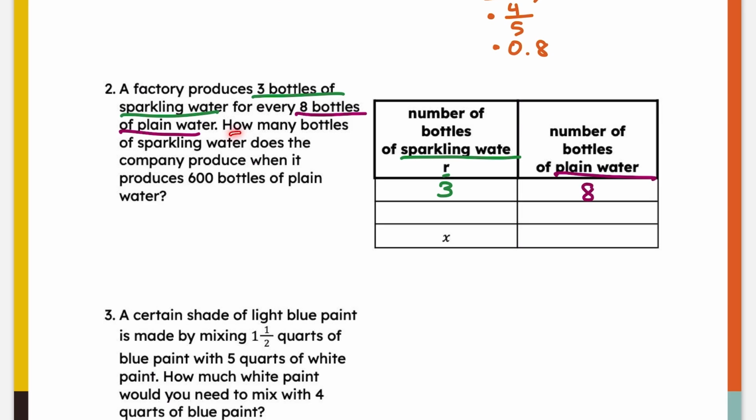I want to know how many bottles of sparkling water does the company produce when it produces 600 bottles of plain water. So I know how much plain water is going to be there. That's supposed to be 600. What I want to know is how many bottles of sparkling water. So I need to figure out what's going to go here. In order to find that out, we once again need to figure out how I'm going forwards so that I know what I need to do to go backwards.